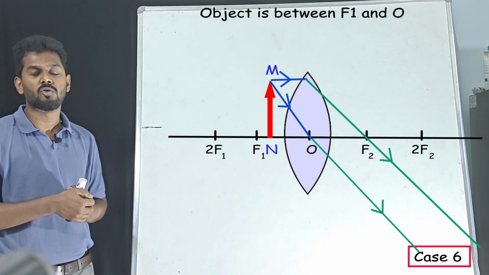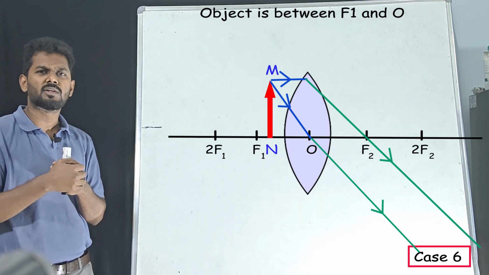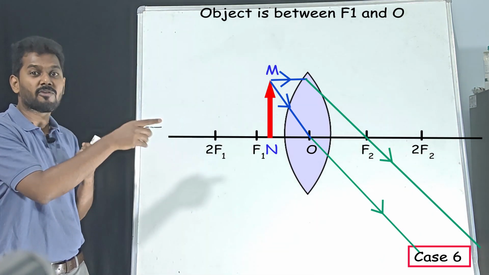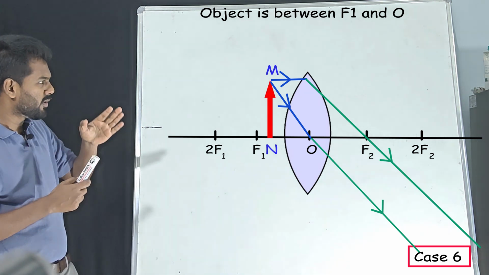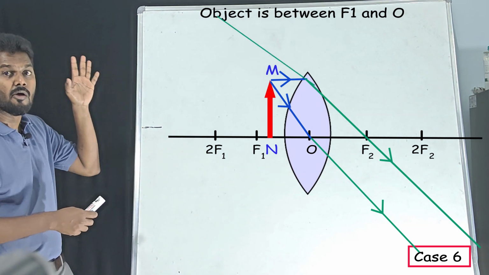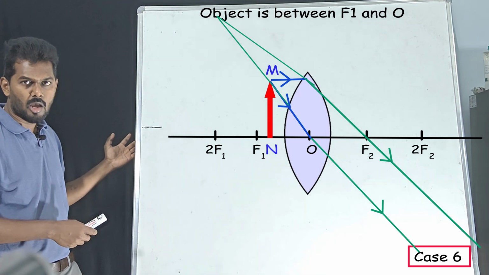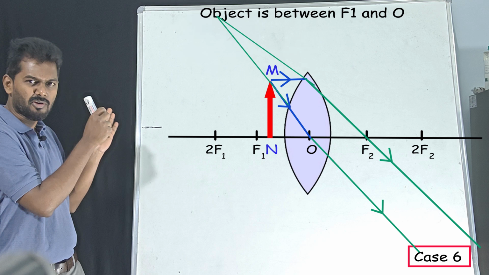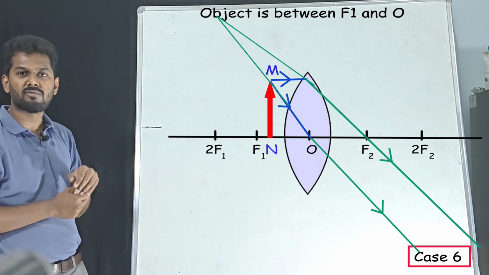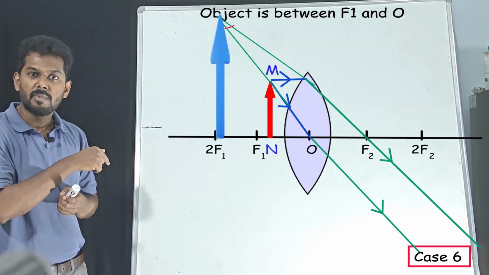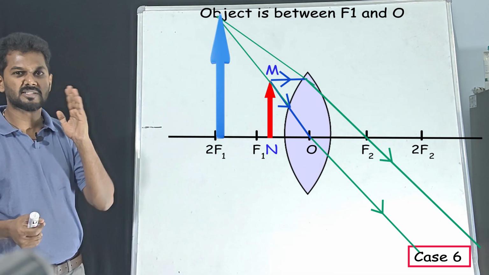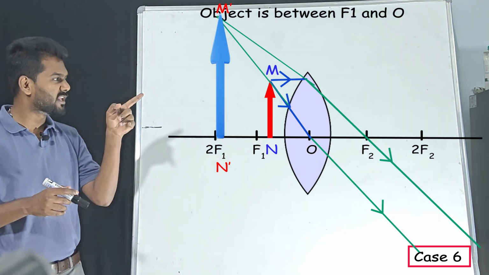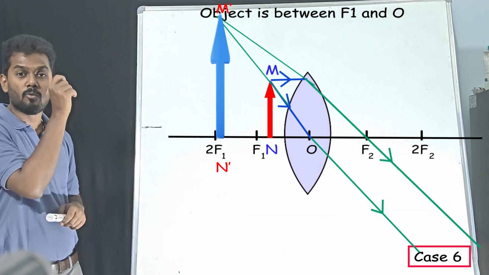Then what kind of image are we going to get? Virtual image. Where are we going to get the virtual image? So extend those refracted rays backwards. If you extend those refracted rays backwards, where they are going to meet, definitely it is somewhere between 2f1 and f1. There we are going to get the image. This image is not upside down. That is nothing but it is not inverted. This is erect, and we know there is no intersection. That is why it is a virtual image.